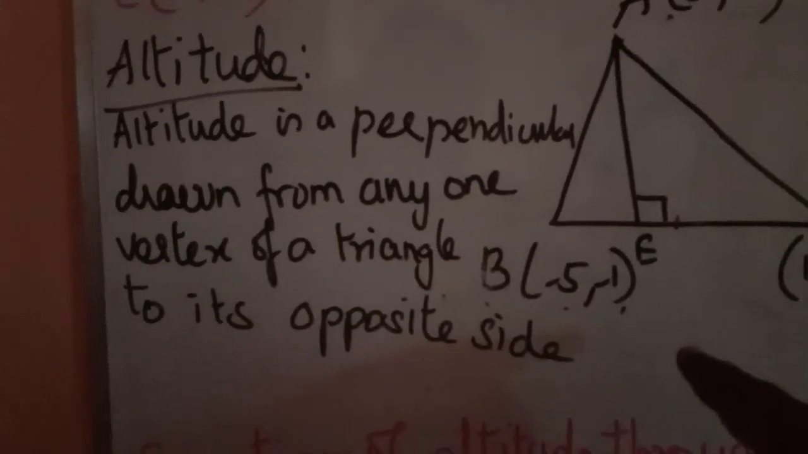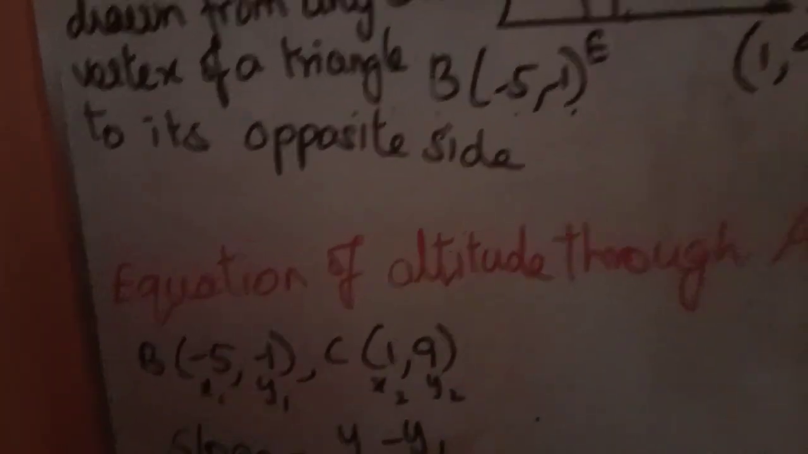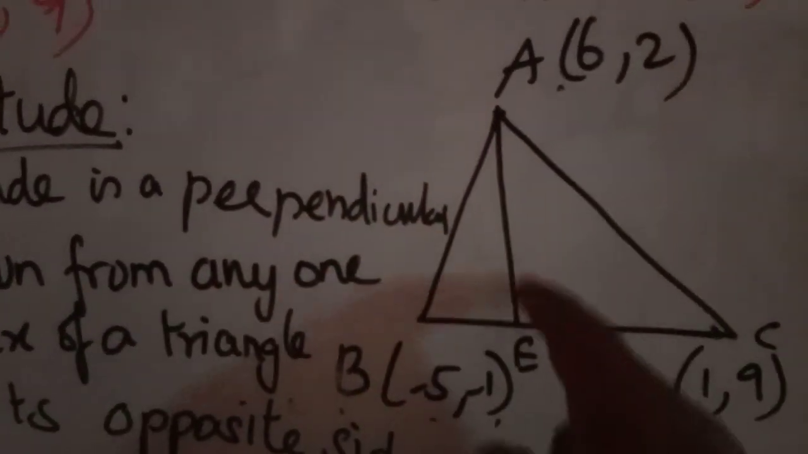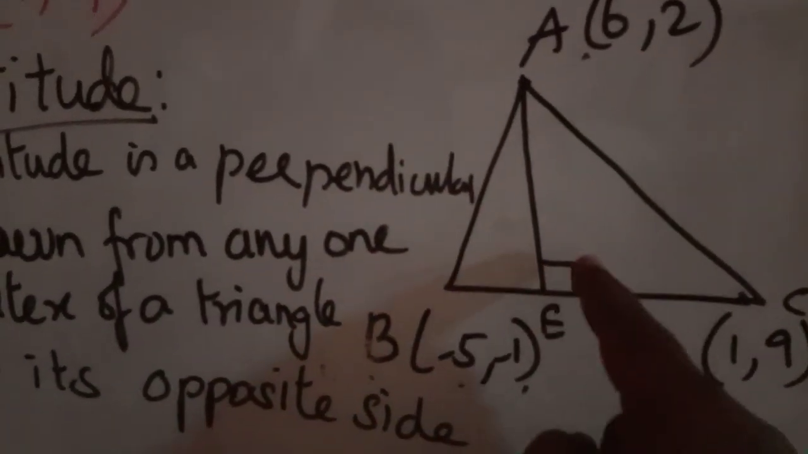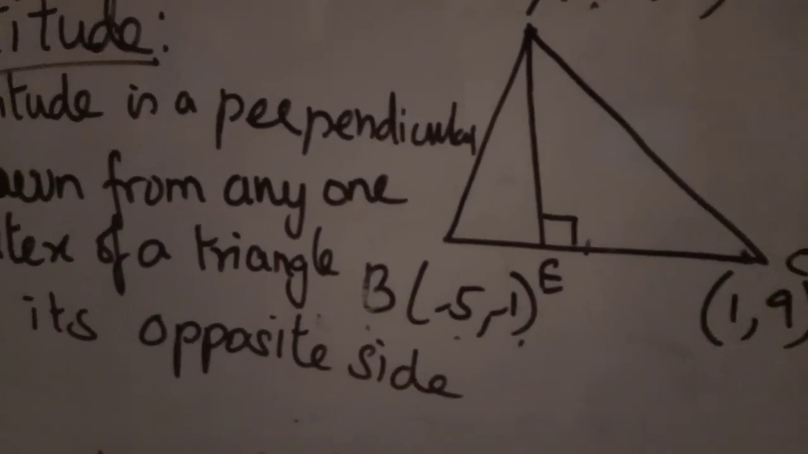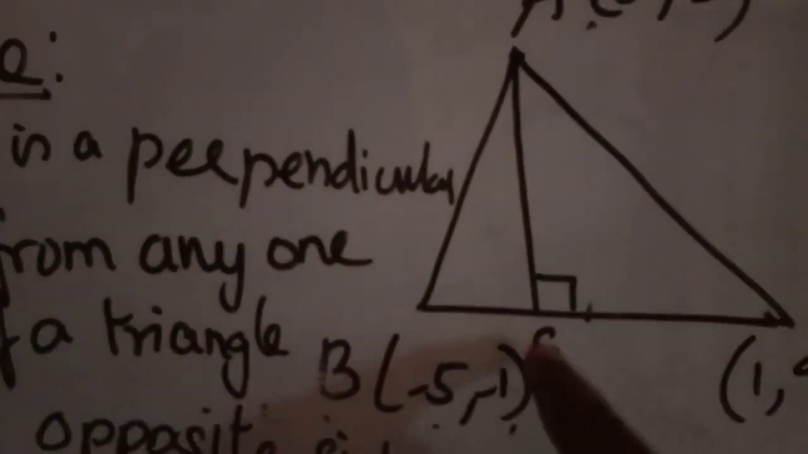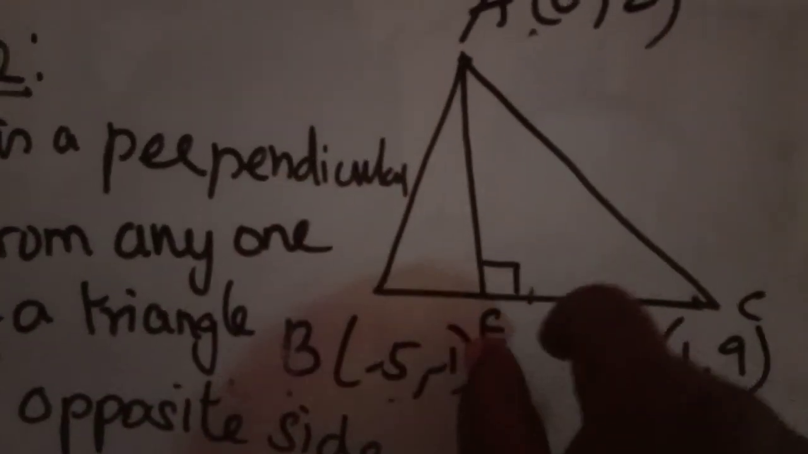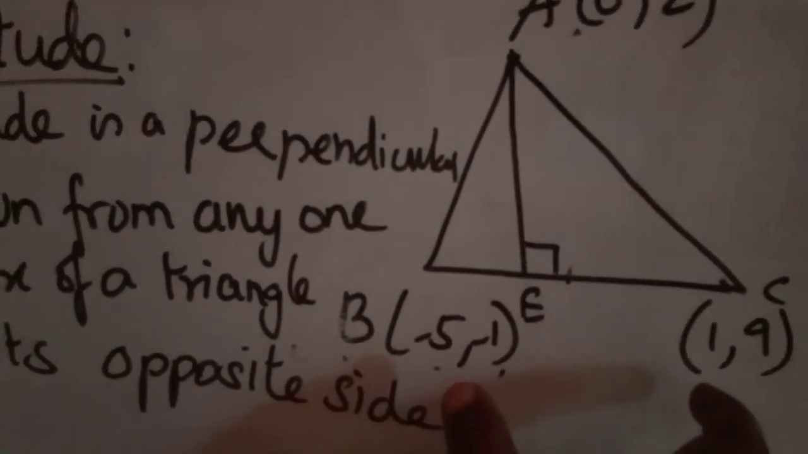Now we have to find the equation of AE, the altitude through A. We know the point A. Altitude is a perpendicular, so we have to find the slope. Find the slope of BC, since AE is perpendicular to BC. From that slope we have to find the slope of AE. So first find the slope of BC.